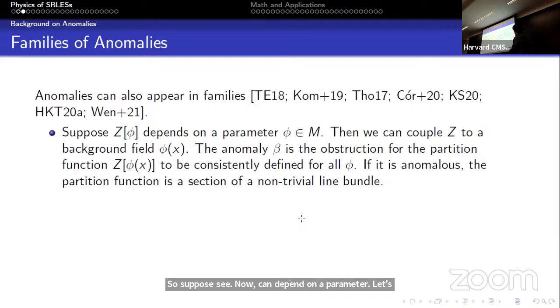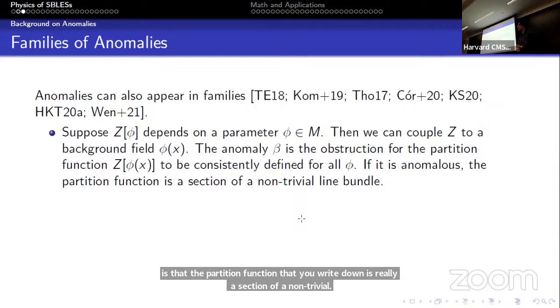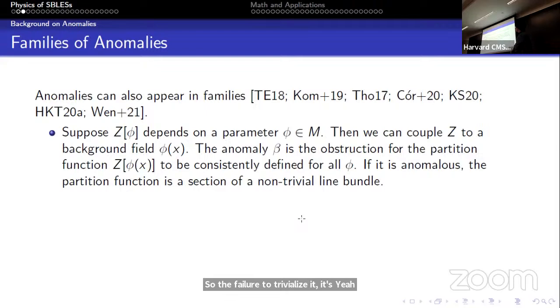Then what we can do is couple Z to a background phi gauge field. So background phi is just a scalar field. And then the anomaly will be the obstruction for the partition function, which we want to be consistently defined for all phi inside this parameter manifold. And in the case that it's anomalous, what tends to happen is that the partition function you write down is really a section of a non-trivial line bundle. So the failure to trivialize it means it's not really a number, but it's a section.